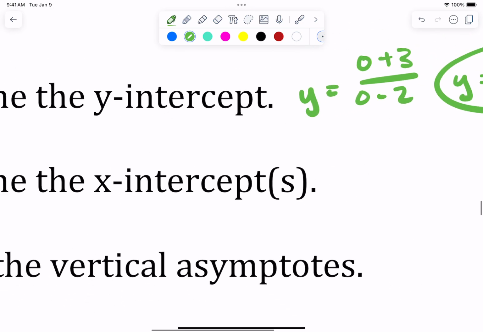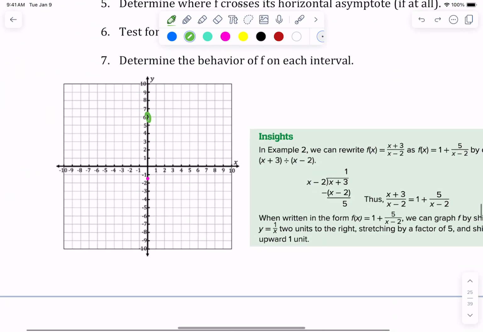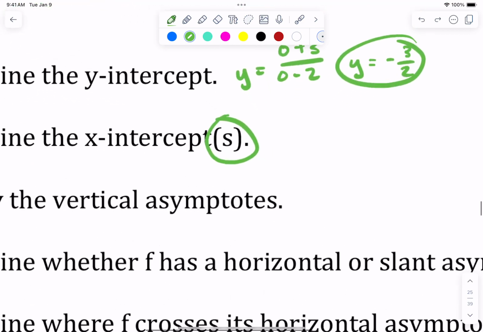Question, why does it say "s" on the end of x-intercept, like there could be more than one, but not an "s" on the y-intercept? Can you have more than one y-intercept? No, because it wouldn't pass the vertical line test. If it has two of them, it wouldn't pass the vertical line test. But it can have more than one x-intercept, right? Okay, just FYI.